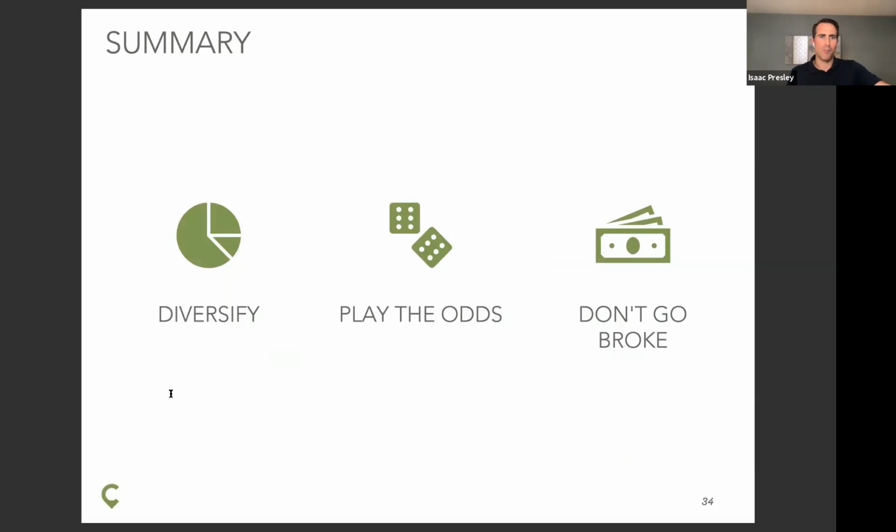So that's most of the presentation here. A real quick summary is the importance of diversification, playing the odds, and don't go broke. We looked at data that supports what your options are for diversification, how that improves your odds, and how that minimizes the chance you're going to go broke.